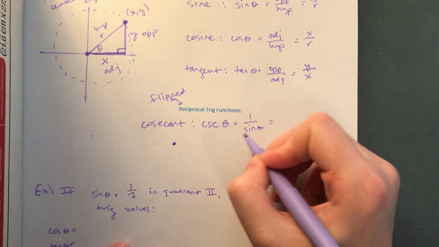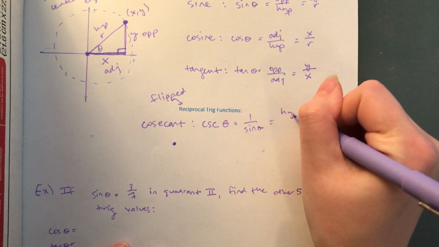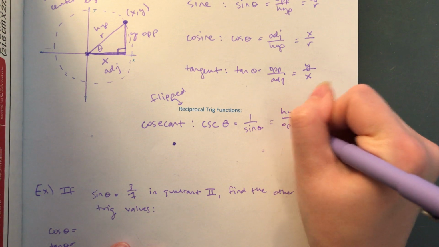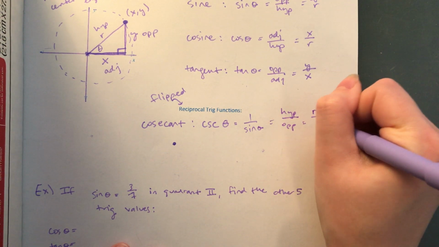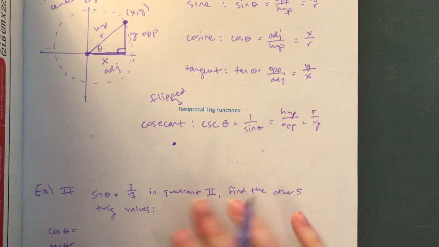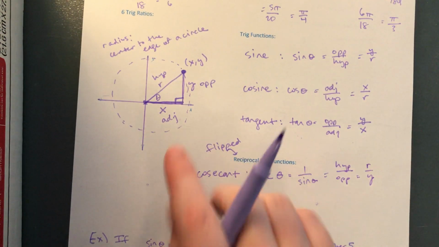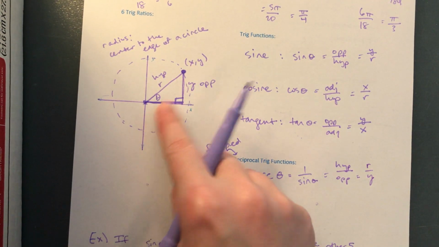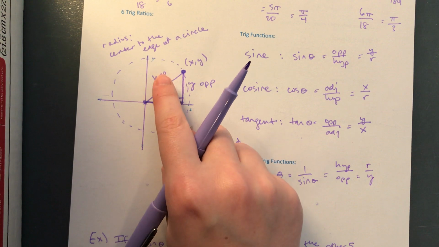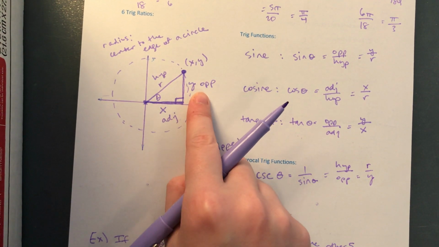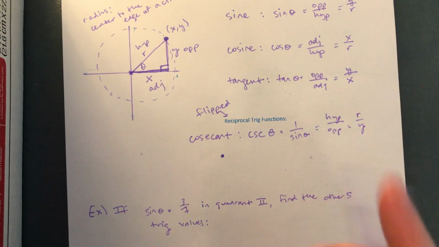So that means cosecant is hypotenuse over opposite, which is r over y. So all you're doing when you're finding a cosecant value is you still just need these three things, but instead of doing opposite over hypotenuse, you flip it and you do hypotenuse over opposite. That would be cosecant. Next up is secant.